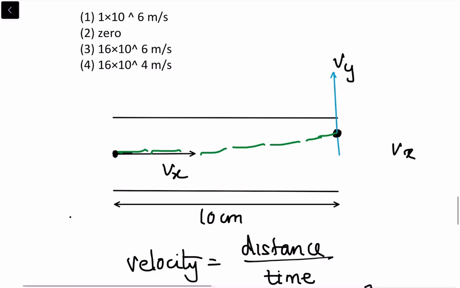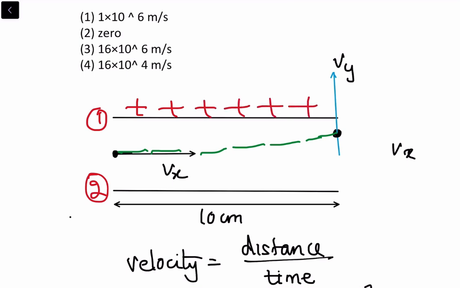So this is the figure. Here you can clearly see this is one plate and this is the other plate. Now we can assume one plate is positively charged. Naturally, as the electron is a negatively charged particle, it moves towards the positive plate. So we can think of this as the positive plate and this as the negative plate.